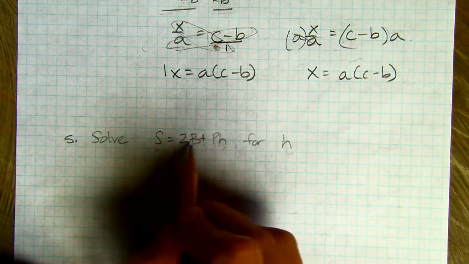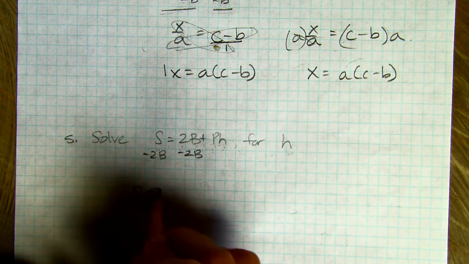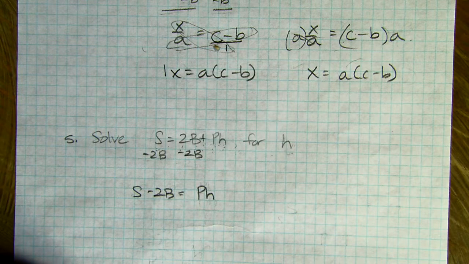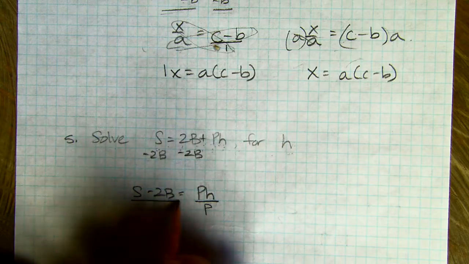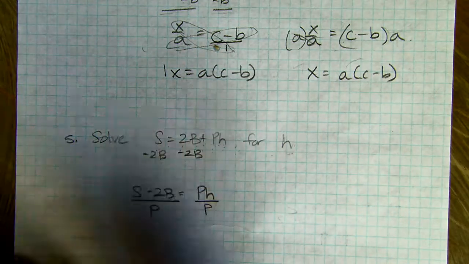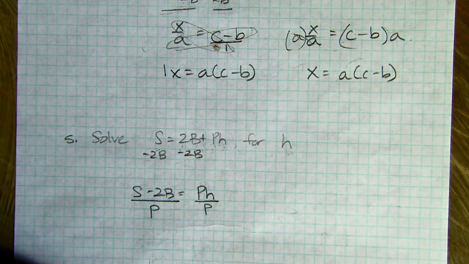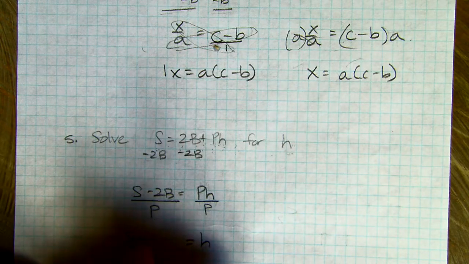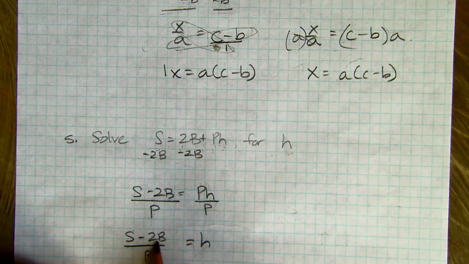So in order to get h by itself, first I have to subtract 2b, and s minus 2b is equal to perimeter times height, and now I need to get h by itself, so I'm going to divide both sides by p. And I would not want to do s divided by p minus 2b over p. Again, that would just take too long, because here is now what I have it boiled down to. Height is equal to the surface area minus twice the area of the base, all divided by the perimeter.